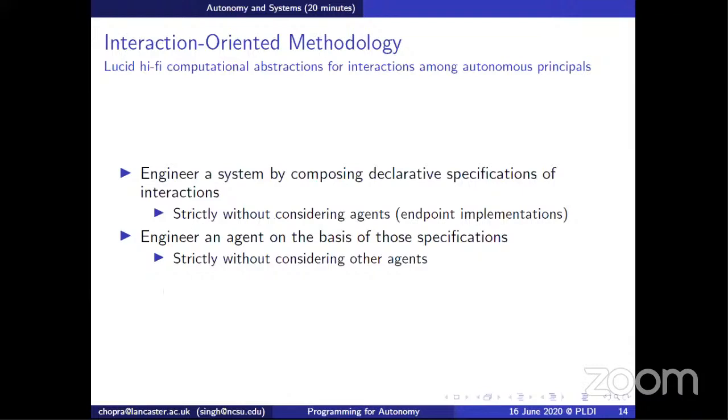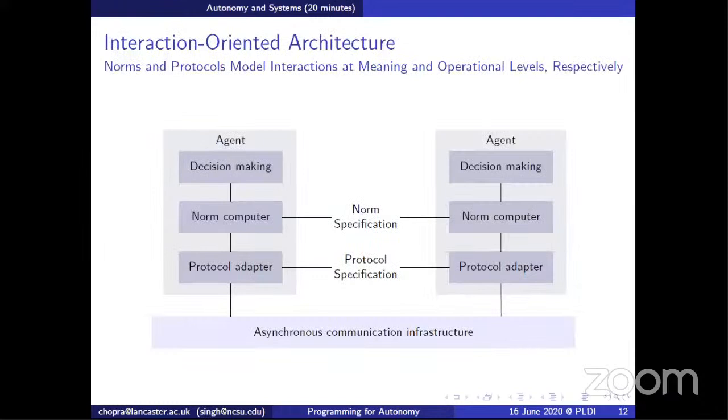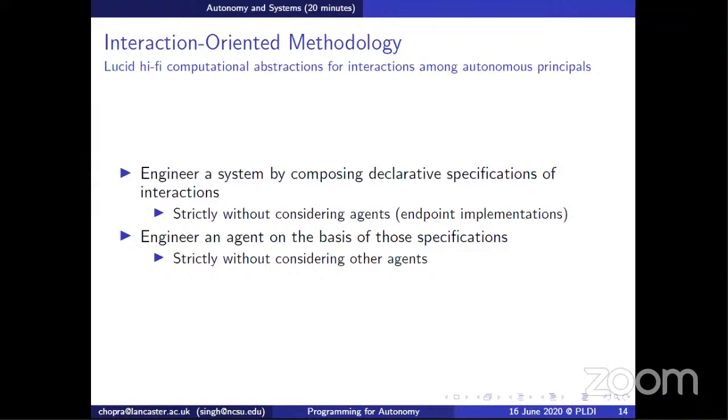Hi, my name is Amit Chopra, and I'm a senior lecturer at Lancaster University. So let me continue with the tutorial. You saw the underlying architecture in the previous slide, which separates the decision-making of the agent from the components that reason about the interaction. And our whole methodology, the interaction-oriented methodology, revolves around declarative, lucid, high-fidelity computational abstractions that model the real world, for interactions among these autonomous parties.